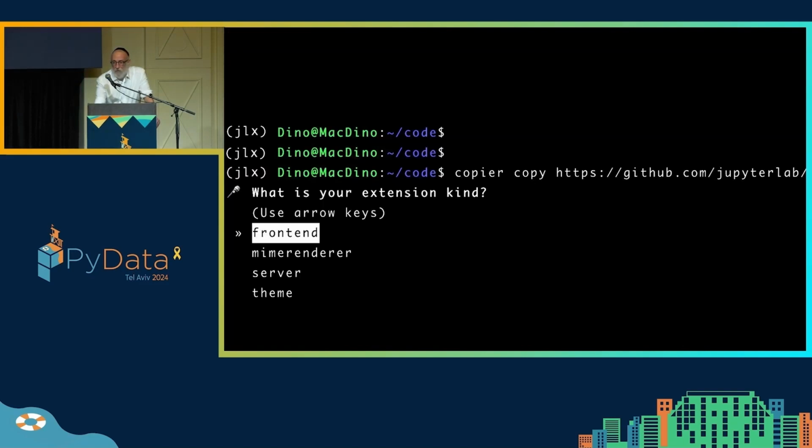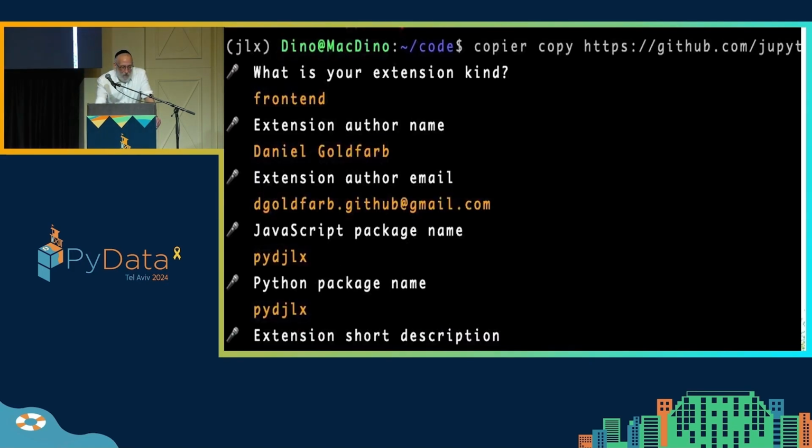It's going to ask you what type of extension do you want. We're going to do a front-end extension. I'll skip over explaining these others to save a little time. It asks you a bunch of questions: the author's name, extension author email, JavaScript package name and Python package name. We're going to use the same name. This template will generate both a JavaScript package and a Python package for your extension, and you can distribute either one or both so that users can simply install them. For example, the Python package, so you can put it on PyPI and the user can simply run pip install to install your extension.